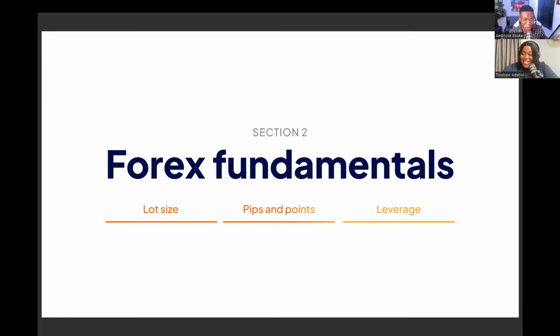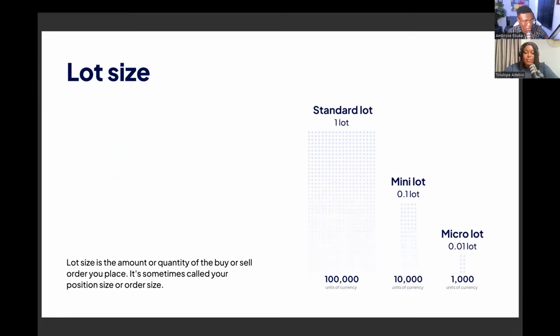Now we'll talk about lot size, and it's an important aspect of trading. The lot size is the amount or quantity of the buy or sell order you place, and that's why it's important because it tells you the volume you're placing. It's sometimes called the position size or the order size. This tells you how many units of a currency you're buying or selling, how many units of an asset you're buying or selling.